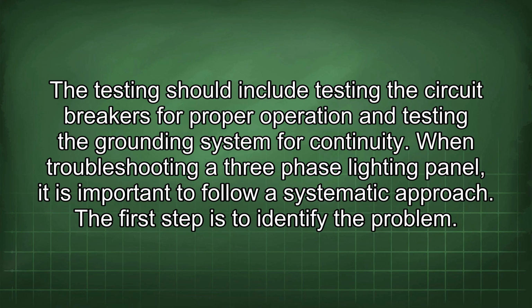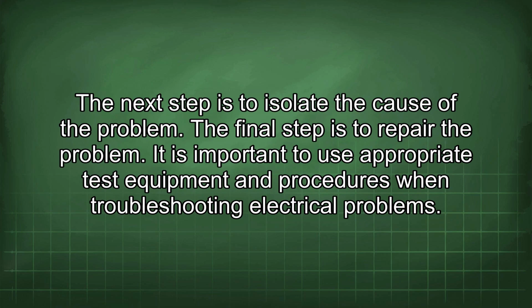When troubleshooting a three-phase lighting panel, it is important to follow a systematic approach. The first step is to identify the problem. The next step is to isolate the cause of the problem. The final step is to repair the problem. It is important to use appropriate test equipment and procedures when troubleshooting electrical problems.